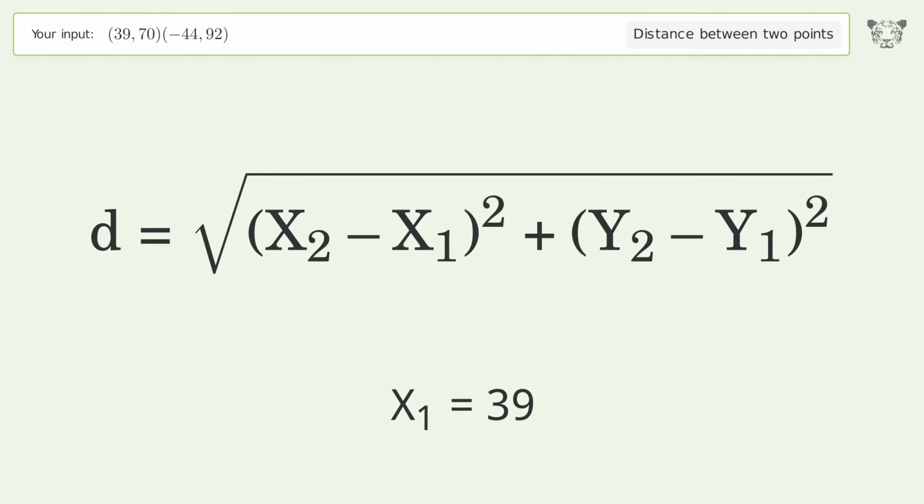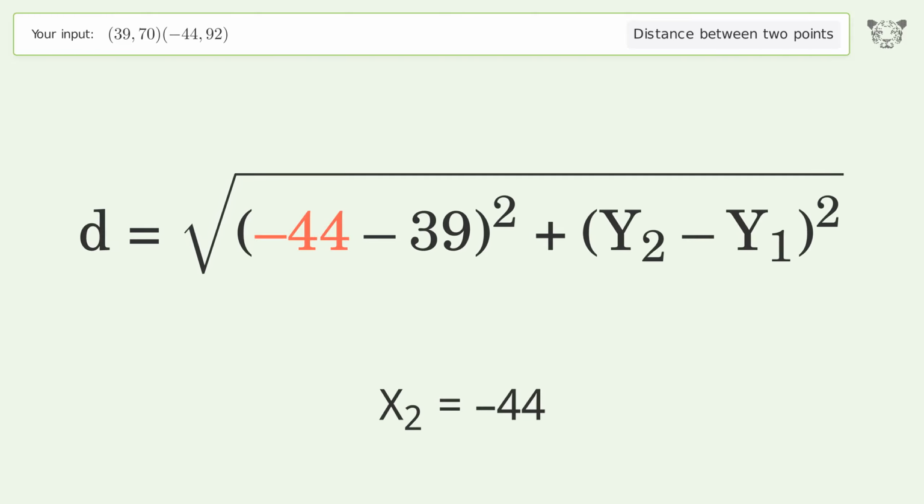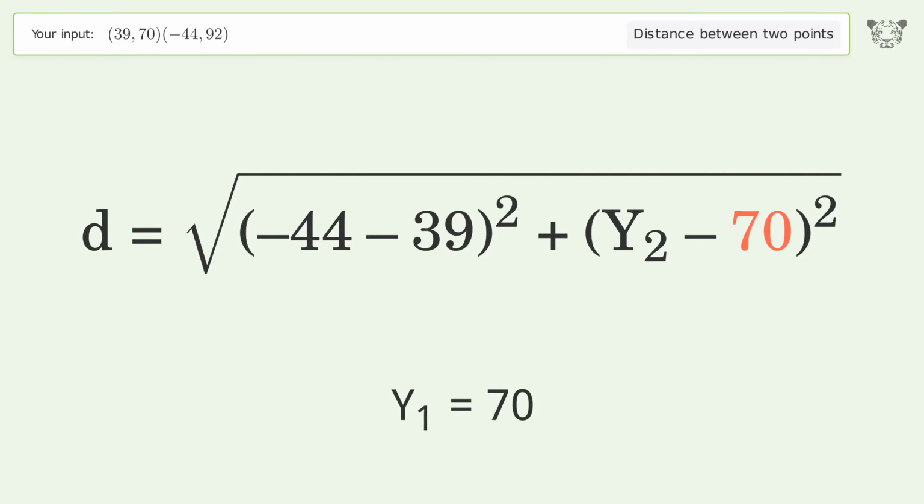x1 equals 39. x2 equals negative 44. y1 equals 70. y2 equals 92.